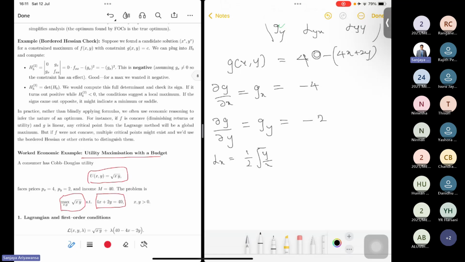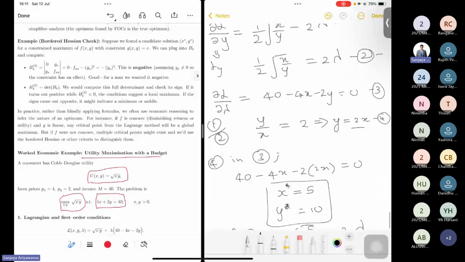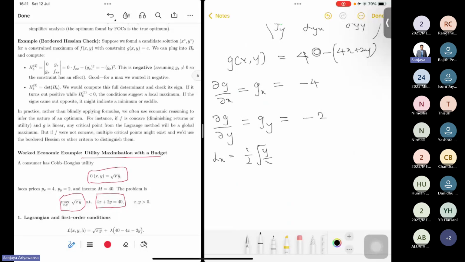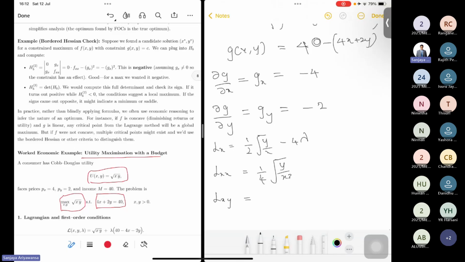Half square root of yx, and minus 4 lambda. So if I were to partially differentiate this again with respect to x, this is where you need to get it correct, I would get minus y over x cube square root, and this part over here, minus 4 lambda, is 0. So that's also done.